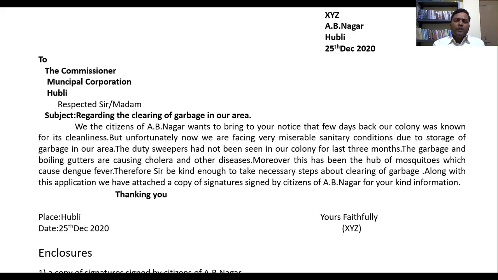The duty sweepers had not been seen in our colony for last 3 months. The garbage and boiling gutters are causing cholera and other diseases. So you may also tell what inconvenience you are facing and what are the additional problems like diseases like cholera and other diseases. So moreover, this has been the hub of mosquitoes which cause dengue fever. So you can go through in detail again what were the problems they are facing.